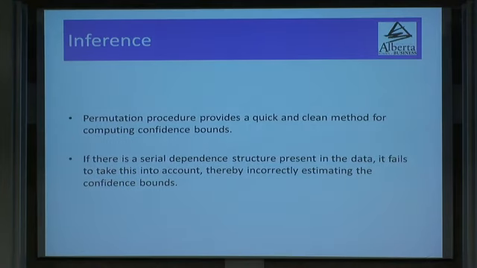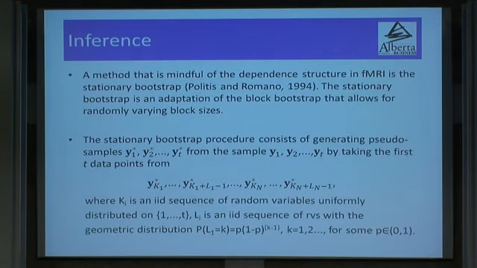So the permutation procedure provides a quick and clean method for computing the confidence bounds. However, if there's serial dependent structure present in the data, it fails to take this into account because it rejumbles all the data, and thereby incorrectly estimates the confidence bounds. A method that is more mindful of keeping the dependent structure intact is the stationary bootstrap, which was introduced by Politis and Romano in 1994.